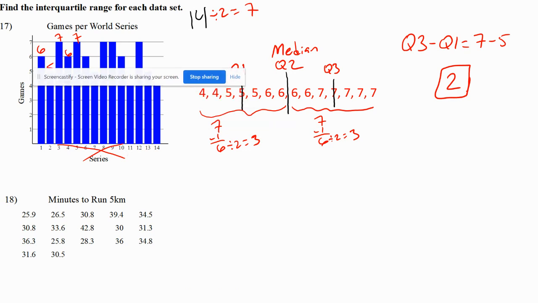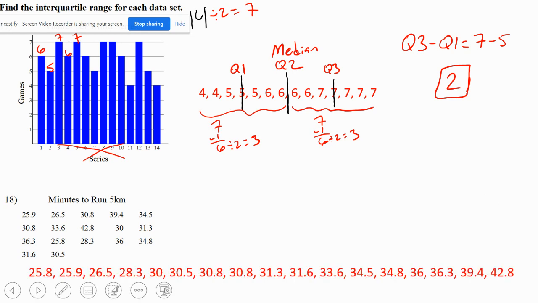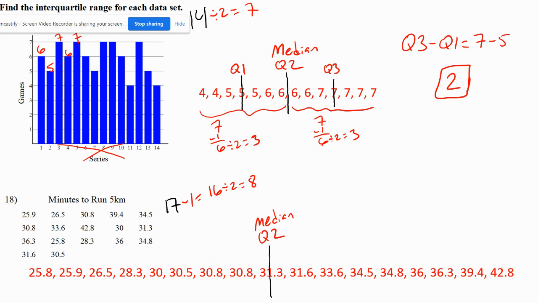All right, let's take a look at number 18. Let me write my numbers in order from small to large. I notice I have 17 numbers. Now 17 is not an even number. Let me subtract 1 to make it even. 16 divided by 2 is 8. So let me draw a line such that I have 8 numbers on each side. So I'm going to draw this line, and this is what we called median or quarter 2.